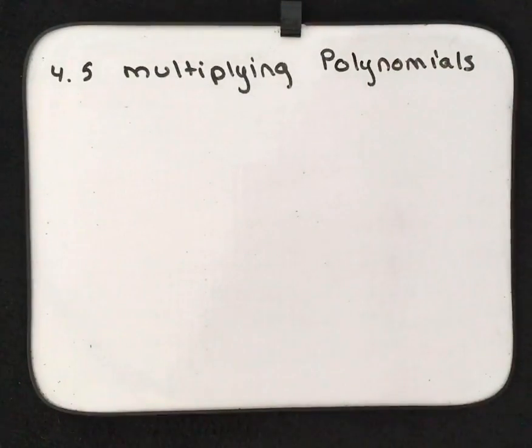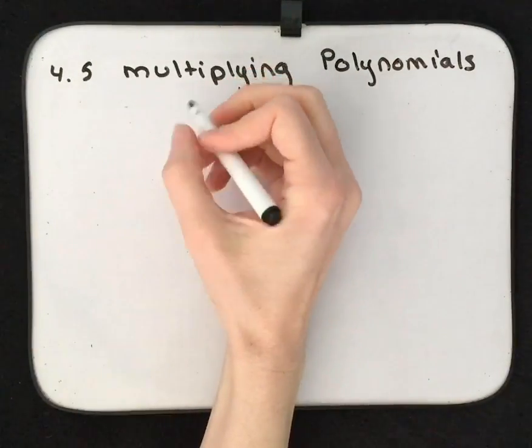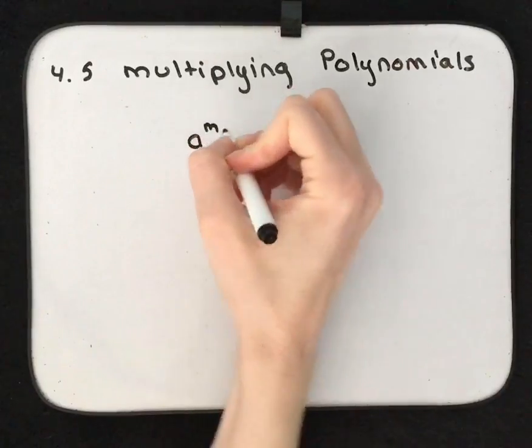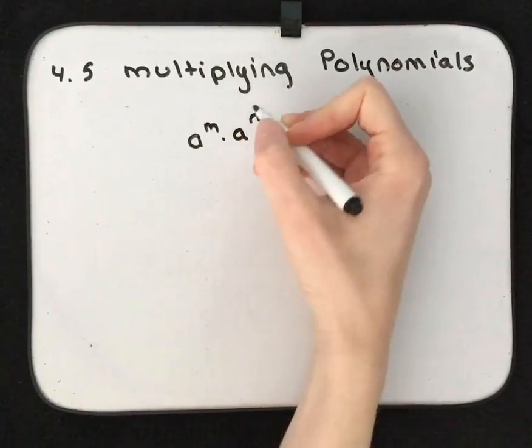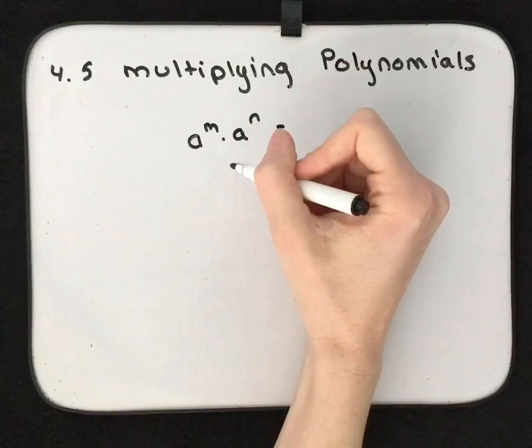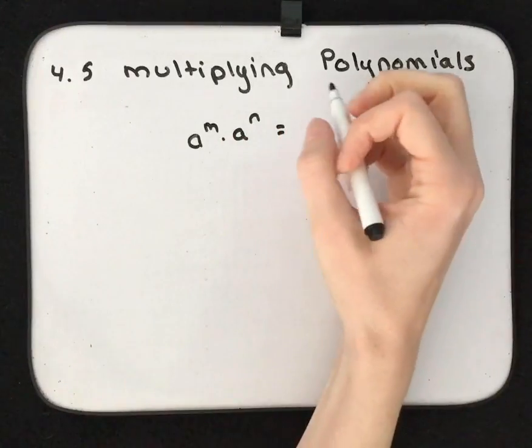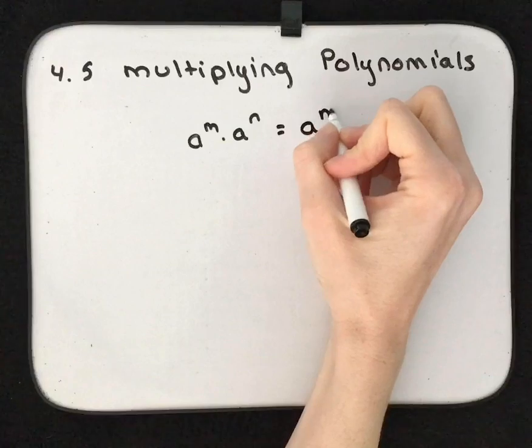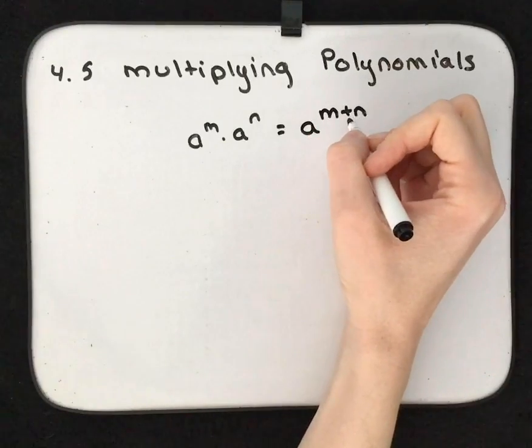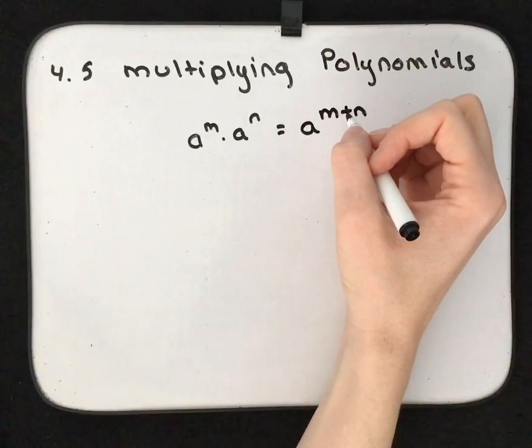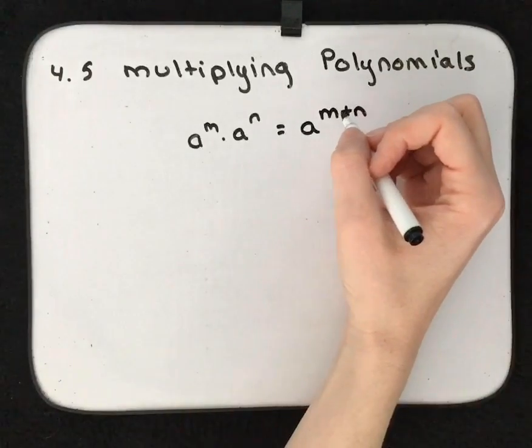Before we start multiplying polynomials, we first need to look at the product rule for exponents. Say, for example, we had a to the m times a to the n. Remember that if the bases are the same, then you add your exponents. So that would give us a to the m plus n. Now the bases have to be the same, and then we can add our exponents.